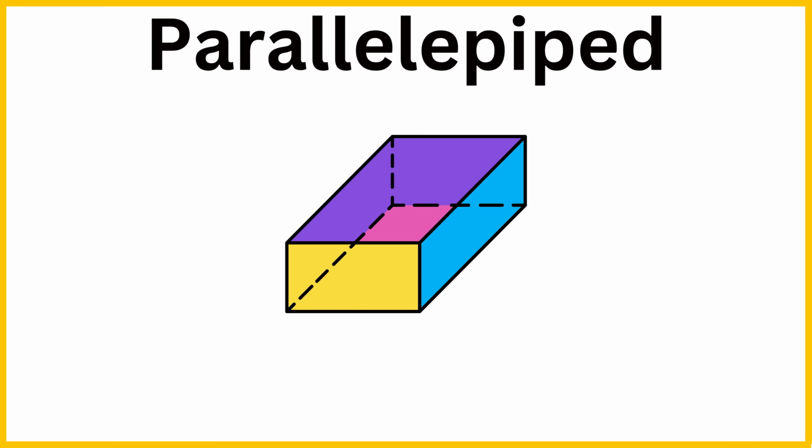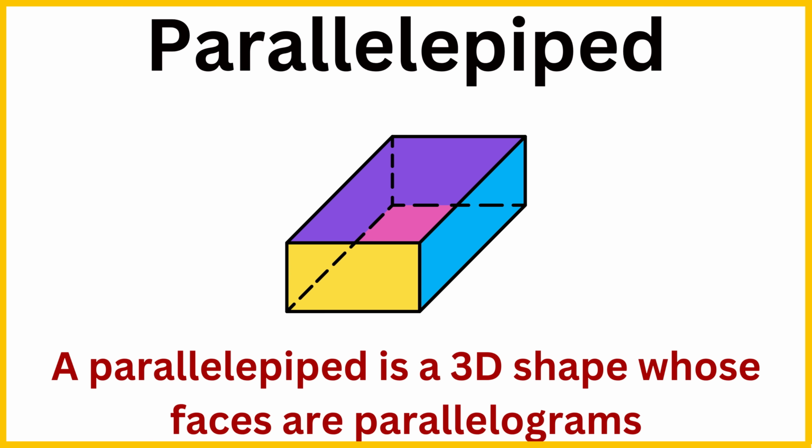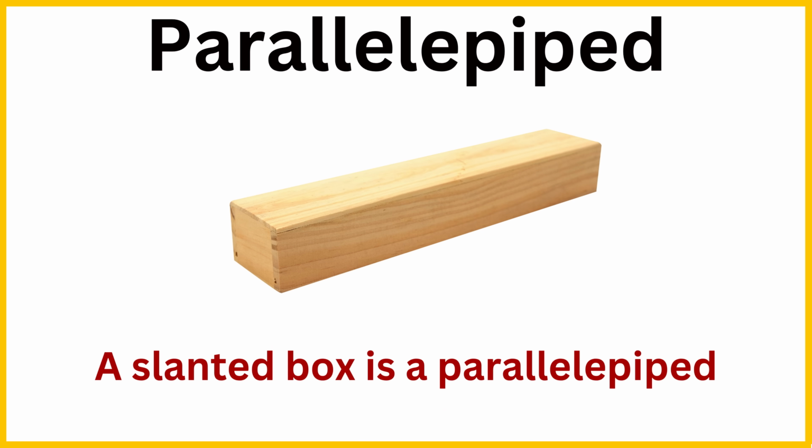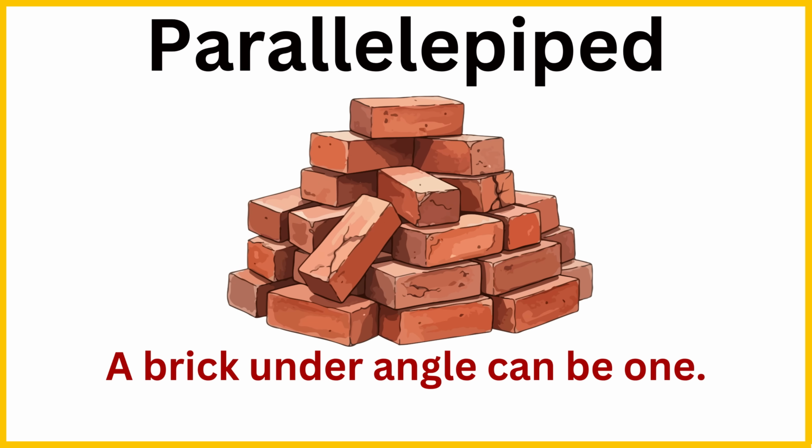Parallelepiped. A parallelepiped is a 3D shape whose faces are parallelograms. A slanted box is a parallelepiped. A brick under angle can be one.